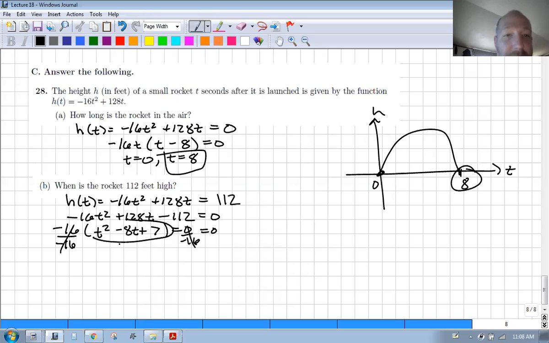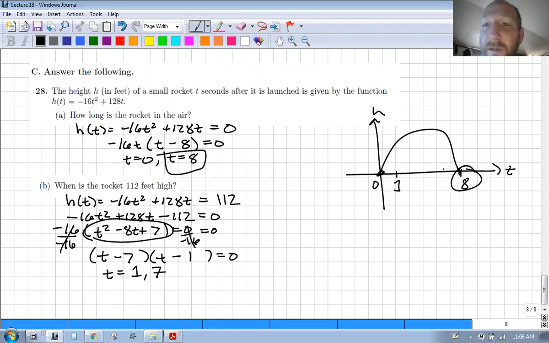So we're factoring this here. So we get a t and a t, minus 7 and a minus 1. So t is 1 or 7, which makes sense. Say this is 1, this is 7. This is 112 feet. So at these 2 times, it's at 112 feet.